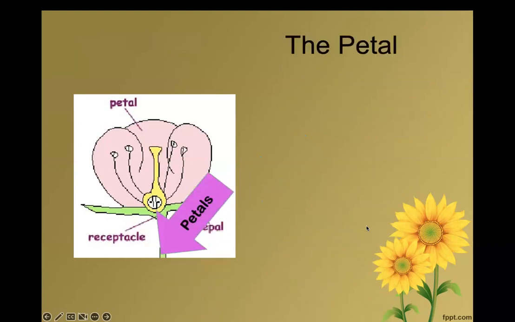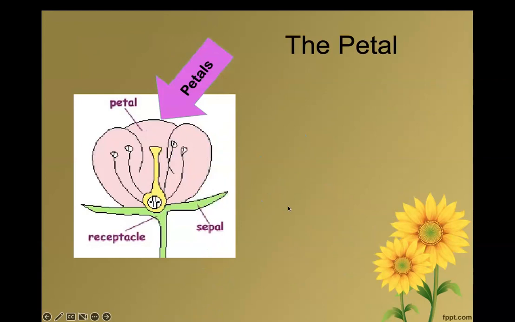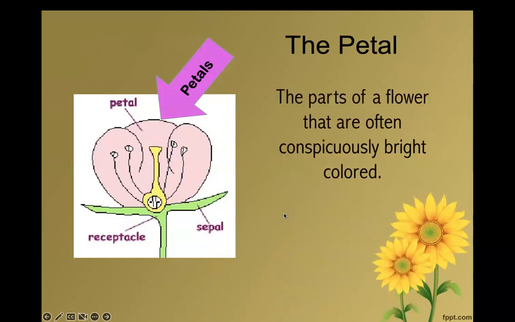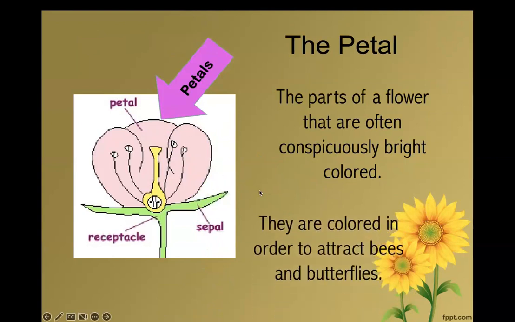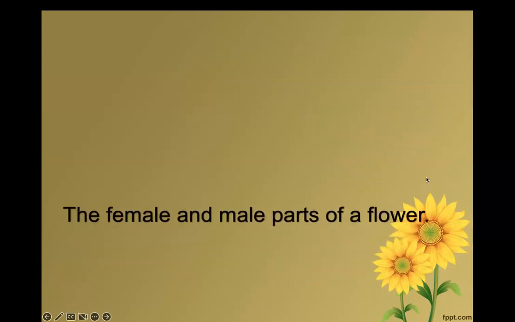All right, the petals. These are called petals, the three of them, four, five, whatever number of petals they have. There are several of them. The parts of a flower that are often conspicuously bright colored are the petals. Why? Because they need to attract bees, butterflies, insects, and other pollinators. Even man is also a pollinator. So the bright colored parts of the flower are the petals.